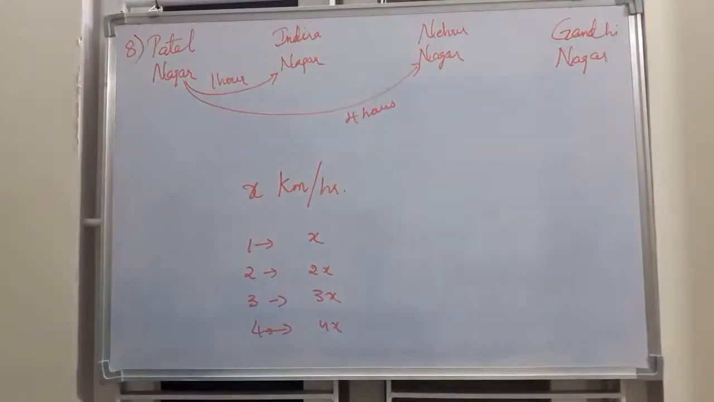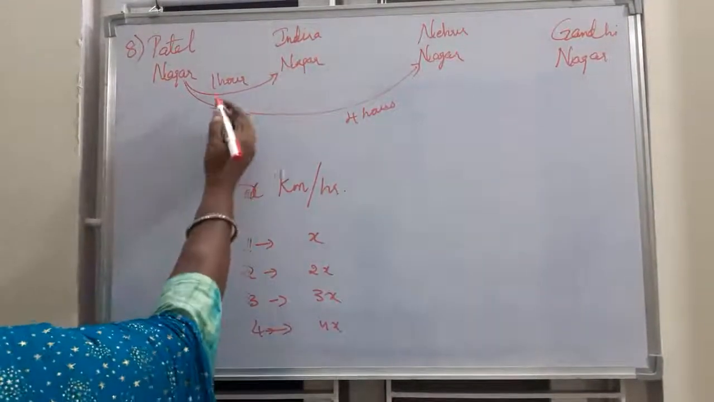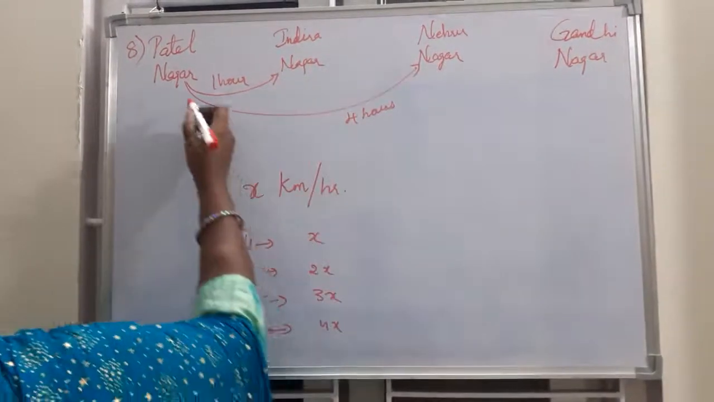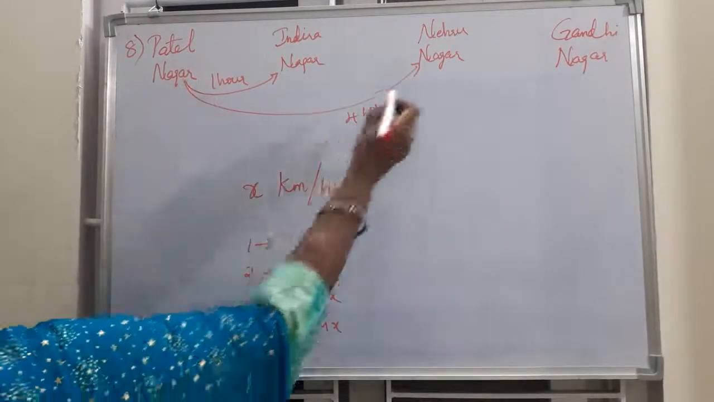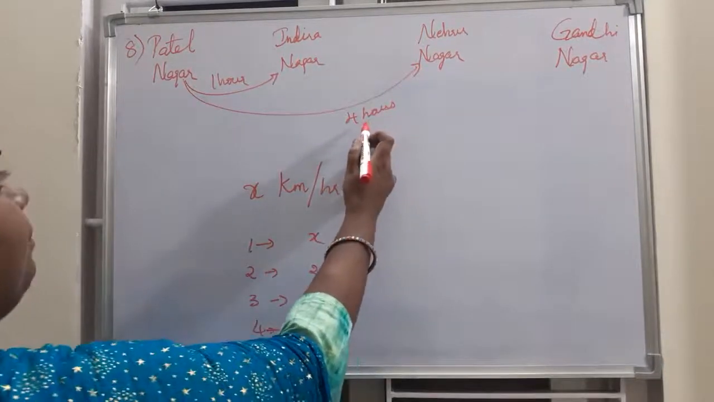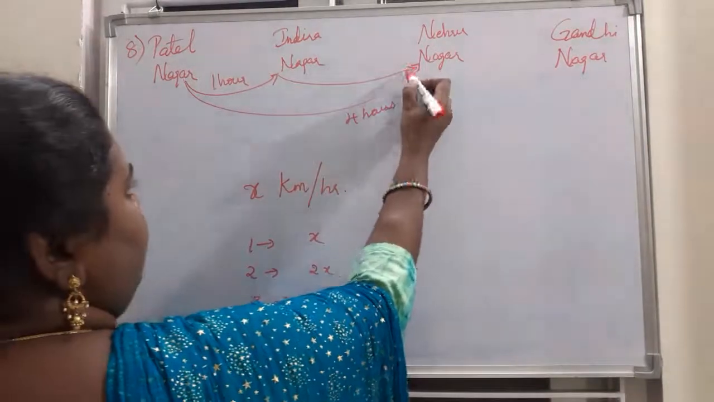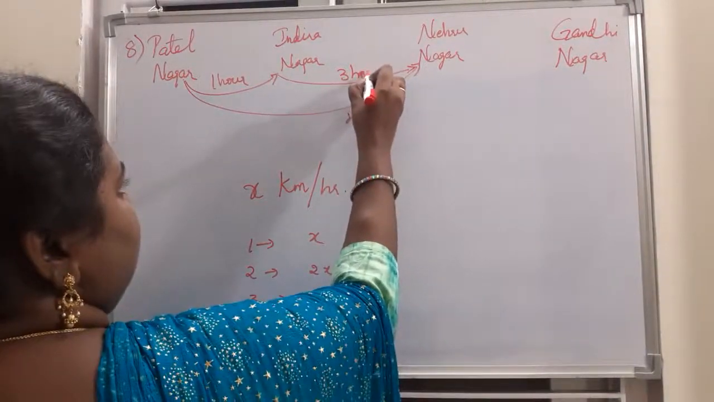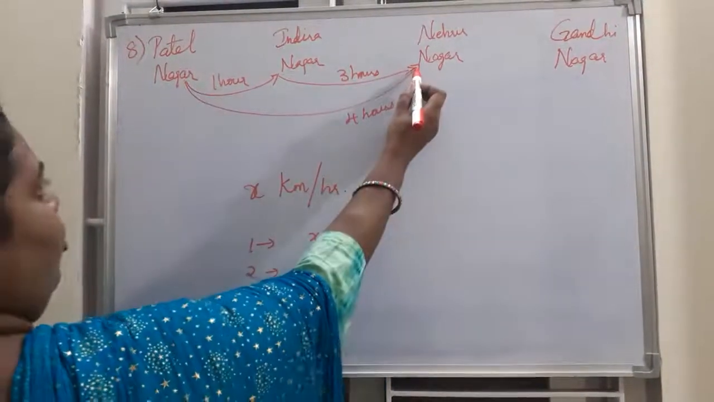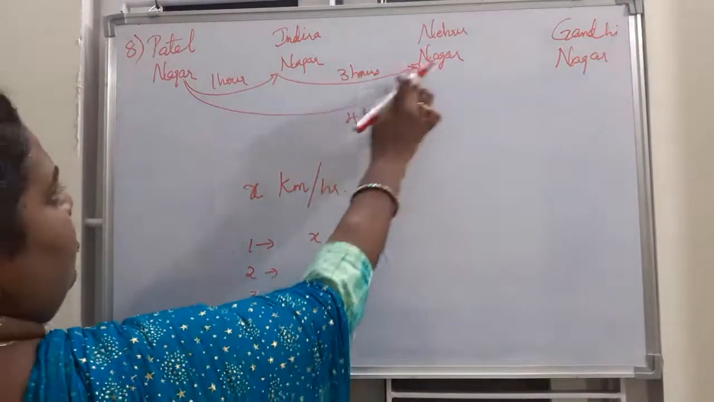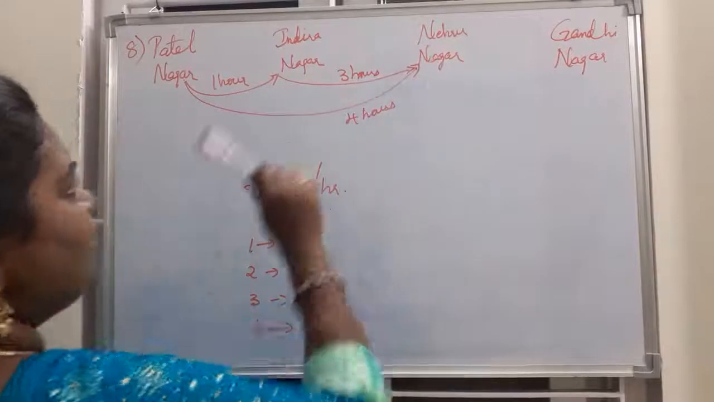Listen carefully. From Patel Nagar to Indira Nagar, he is taking 1 hour. He didn't take Indira Nagar to Nehru Nagar. Now again he is taking from here, Patel Nagar to Nehru Nagar, 4 hours. Means from here to here is 1 hour. Means from here to here how much it will be? 3 hours. From here to here total is 4. If you subtract this 1, remaining is 3. So Indira Nagar to Nehru Nagar is 3 hours.